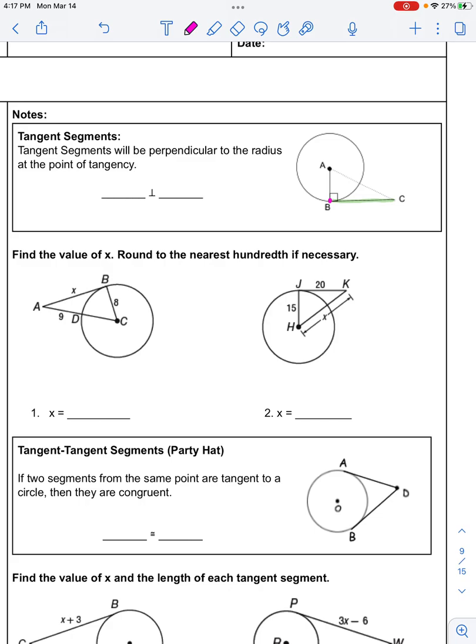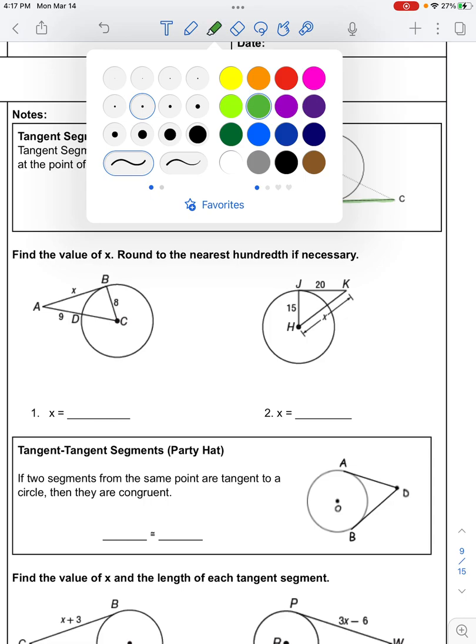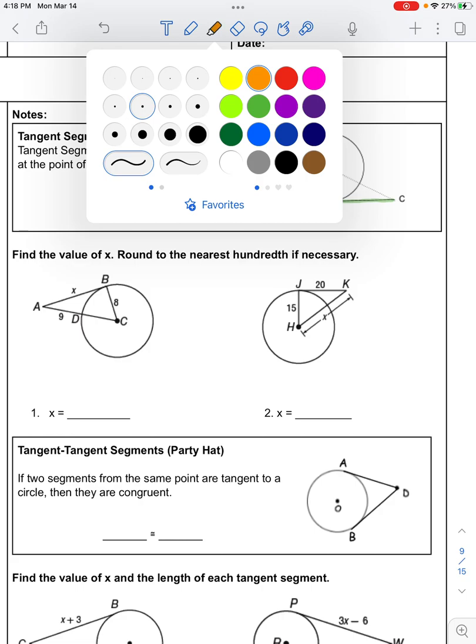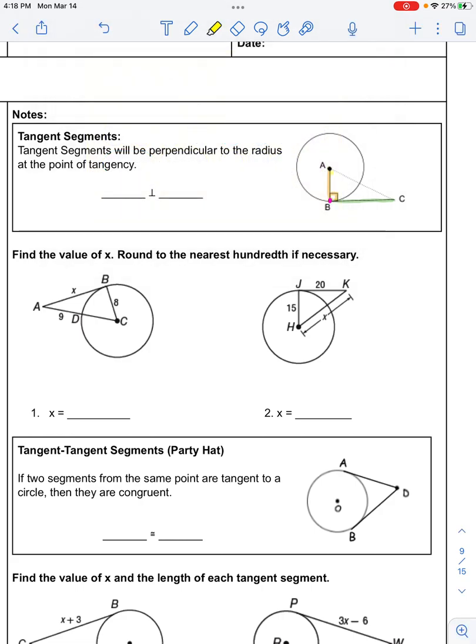So one of the things we want to know is when a tangent touches a circle, the radius is perpendicular to it. Perpendicular means that they intersect at right angles. And so the radius and the tangent are always perpendicular to each other. Now that's important because what that creates for us is this right triangle right here.